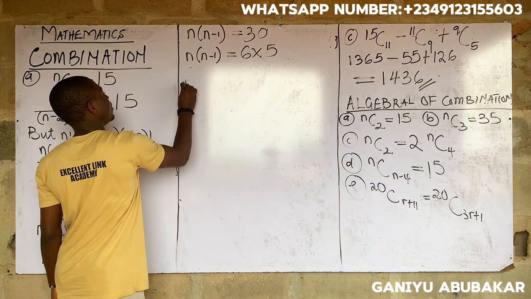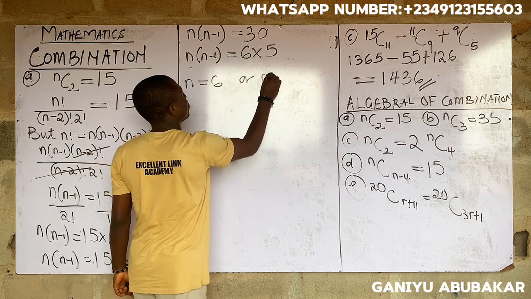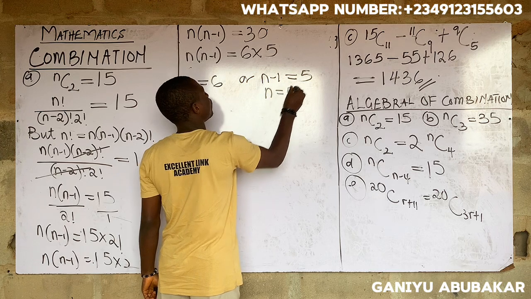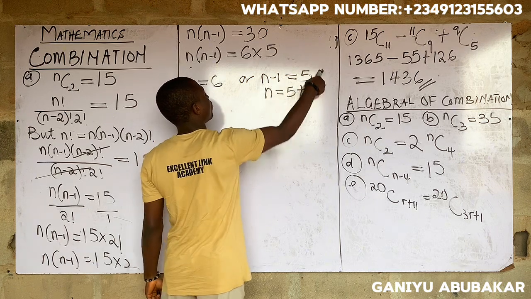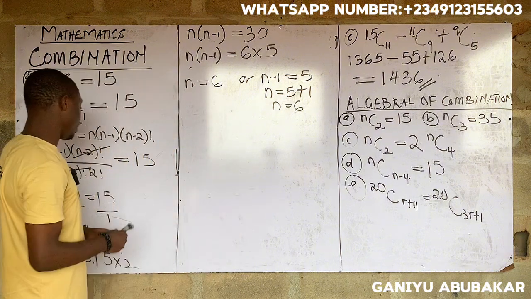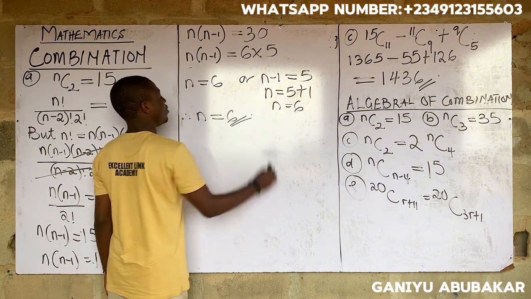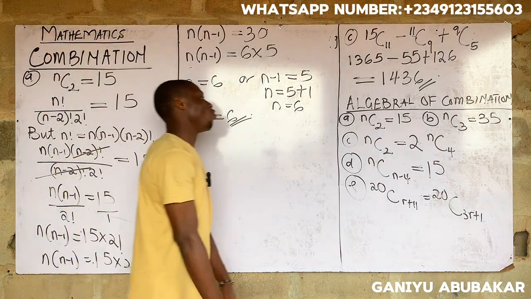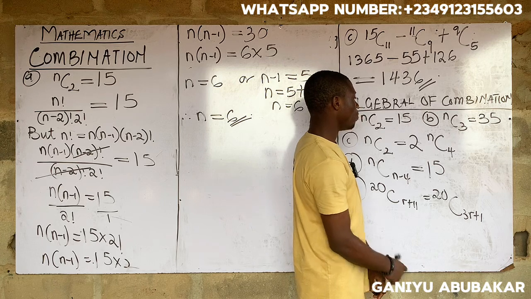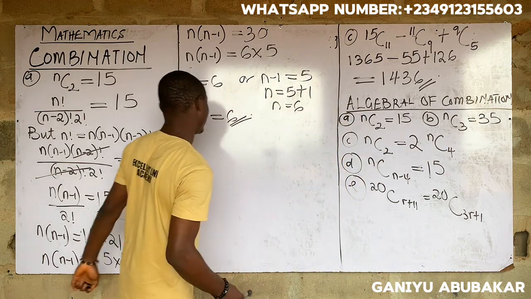So I'll pick this n to be equal to this 6 here, or I'll pick n minus 1 to be equal to this 5 here. So n equals 5 plus 1. When this minus 1 moves across, it becomes plus 1. So n is 6. So my value for n there is 6. Therefore, n equal to 6. That becomes your answer for question A. You do question B, right? I'll do question C now. Or perhaps, okay, let's work together, please.